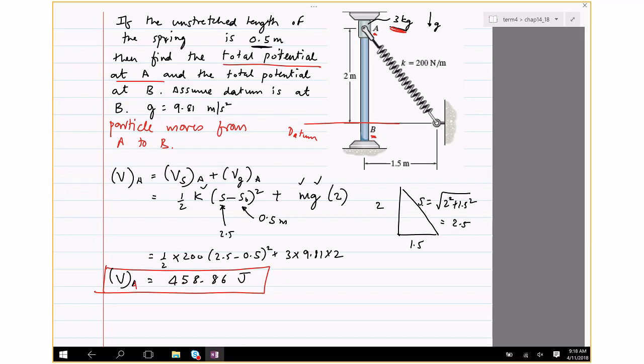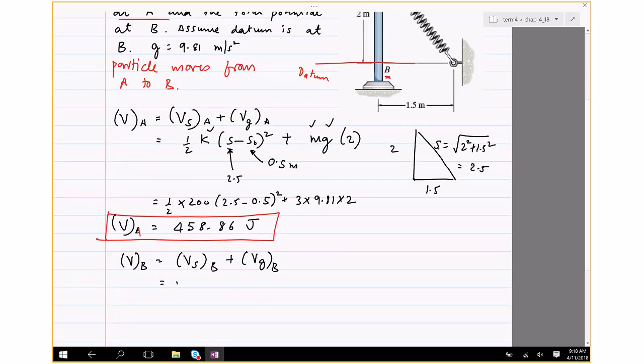We need to find the potential at B. So V B, again, this system has a spring force and a force due to gravity. So Vs at B is half K, the stretched length minus unstretched length square, plus what's the potential due to gravity? It's 0, right? Because the mass is going to end up on the datum at 0. So we just need to find S, because we know S0, this is 0.5.